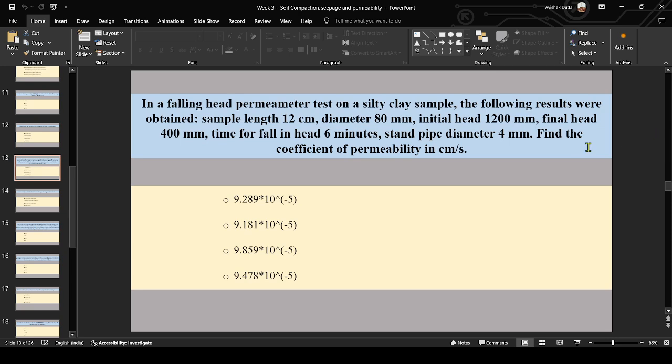In a falling head permeability test on a silty clay sample, the following results were obtained. Sample length 12 cm, diameter 80 mm, initial head 1200 mm, final head 400 mm. Time for fall in head 6 minutes, standpipe diameter 4 mm. Find the coefficient of permeability in centimeter per second. All the options are in 10 to the power minus 5: 9.289, 9.181, 9.859, 9.478.